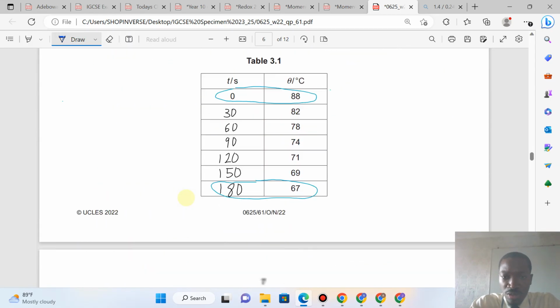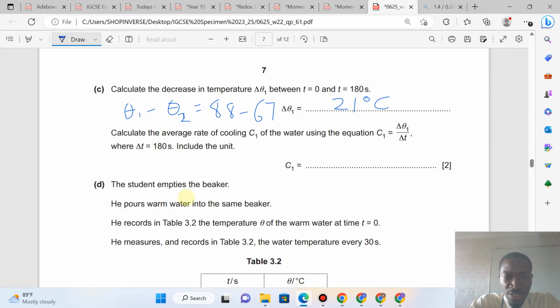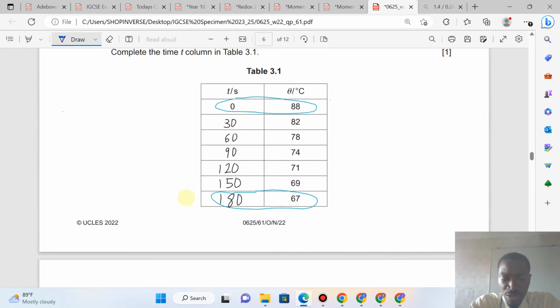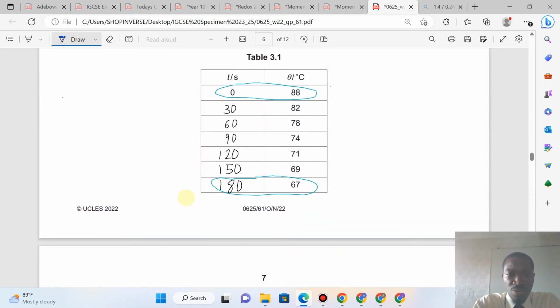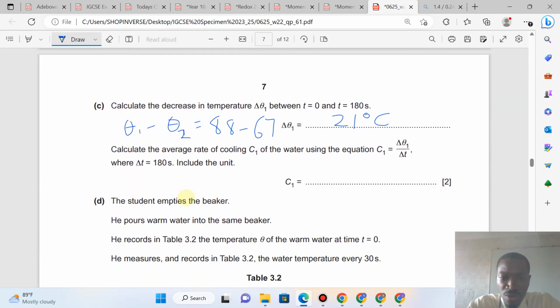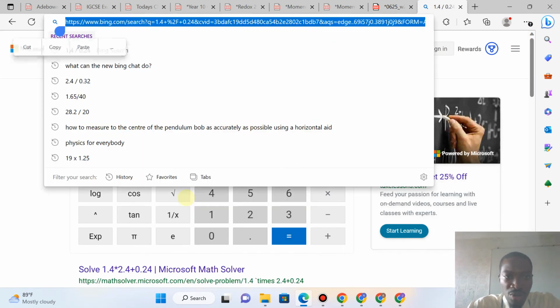The next question says, calculate the average rate of cooling of water using the equation rate of cooling equals change in temperature divided by change in time, where change in time is 180 seconds. Yes, the change in time is 180 seconds because we pick our change in temperature from here to here, so our change in time will always be within that range. Take the difference, 180 minus 0 gives us 180.